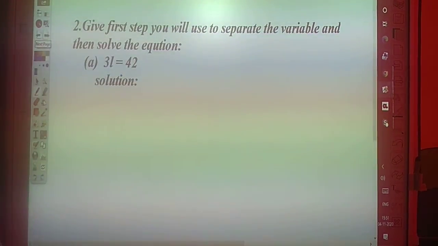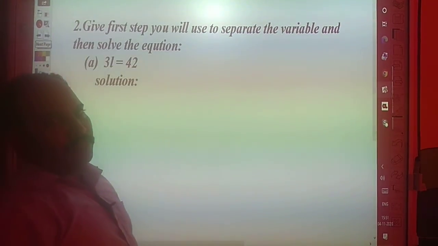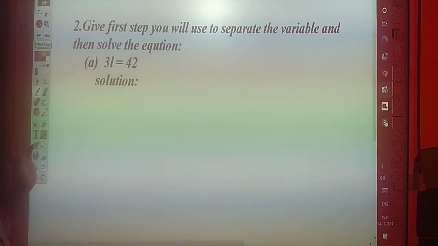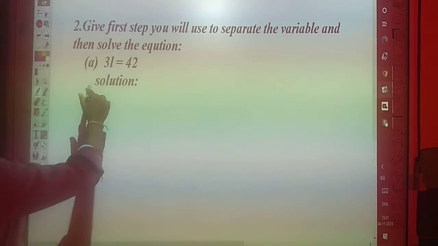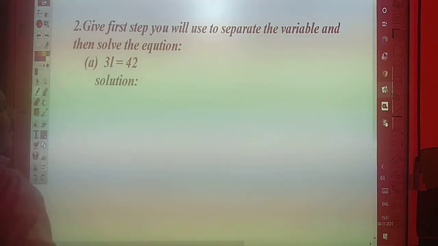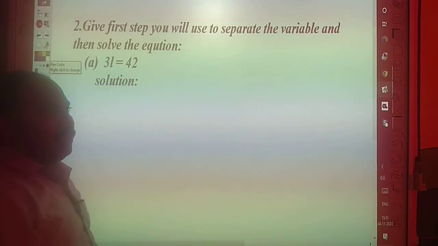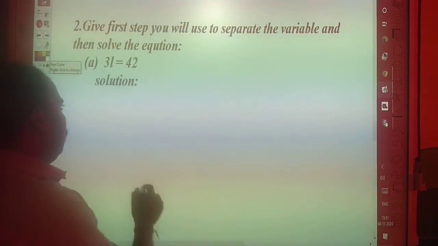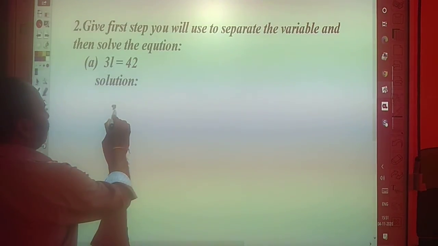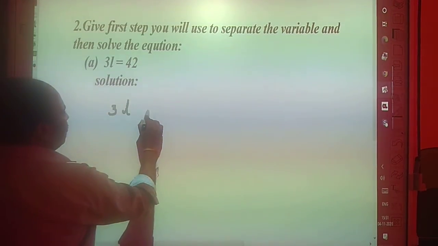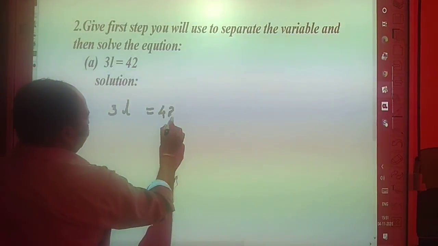The next one, second part. Give the first step you will use to separate the variable and then solve the equations. Listen here. Here our equation is 3L is equal to 42. Left hand side, 3L means 3 into L, is equal to 42.